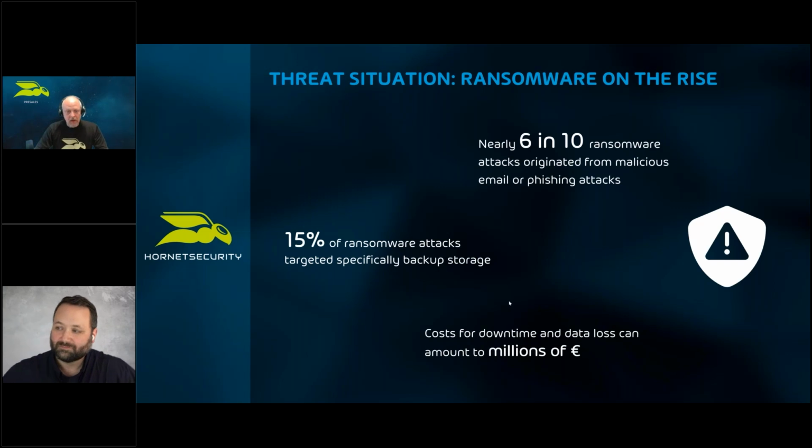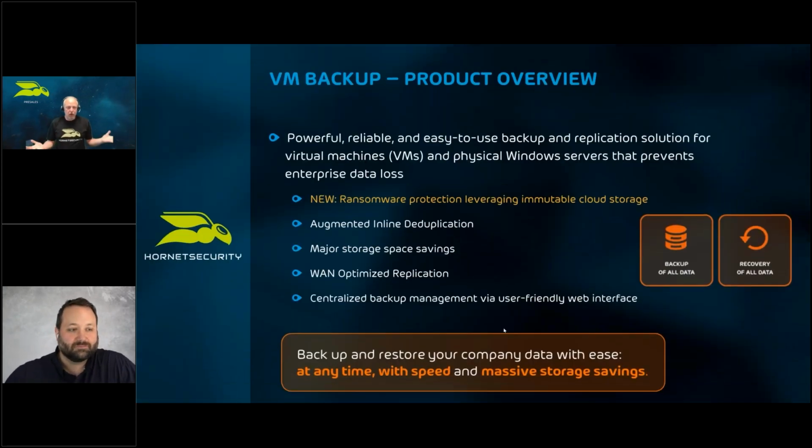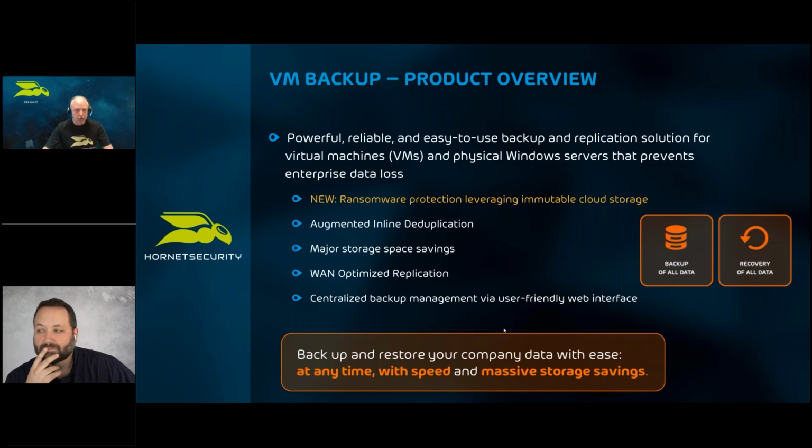So, VM Backup, what is it as a product overview? Well, it's a powerful, reliable, and easy-to-use backup and replication solution. It deals with virtual machines and Windows physical servers too, and its key goal is to prevent enterprise data loss. Now we have ransomware protection, leveraging immutable cloud storage, as Andy alluded to earlier, augmented by inline deduplication, which is extremely important in the way we manage the speed of those backups and the storage space. Which gives us the next line, major storage space savings. That's exactly what we get out of all this. And WAN-optimized replication to get that speed and accuracy for everybody who needs it.